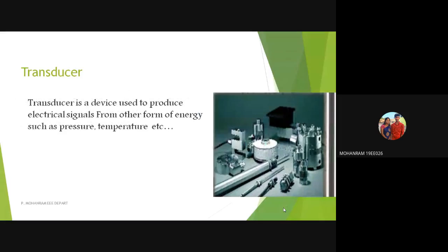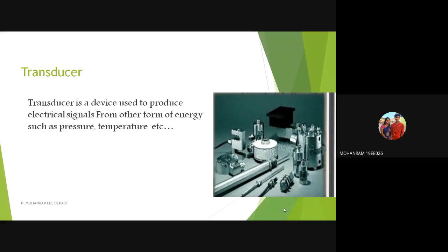And transducers, the general function is it converts one form of energy to another form. Like in power system it controls any form of energy like pressure, temperature, and displacement. It converts those forms of energy into electrical energy. So its main function is converting one magnitude to another magnitude. So there are different kinds of transducers like temperature transducer, which converts the external energy into temperature, and pressure transducer, displacement transducer.